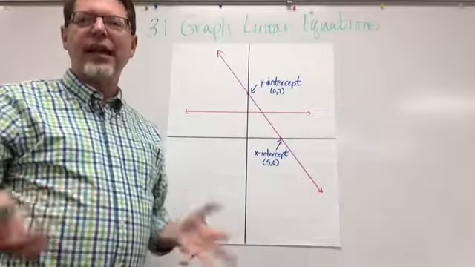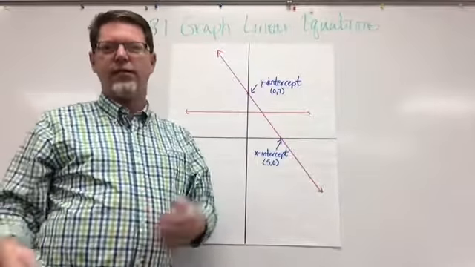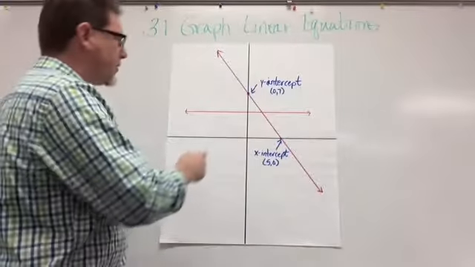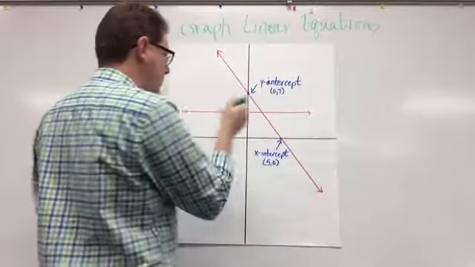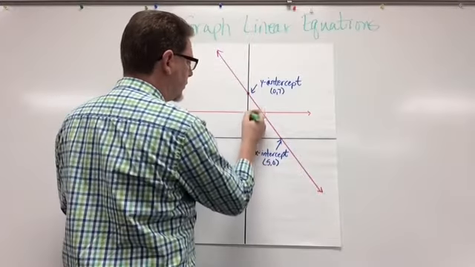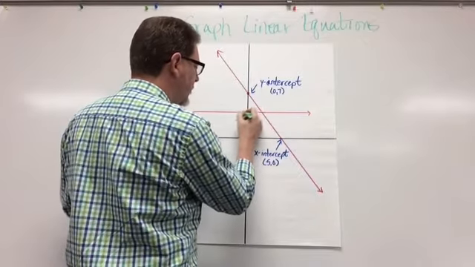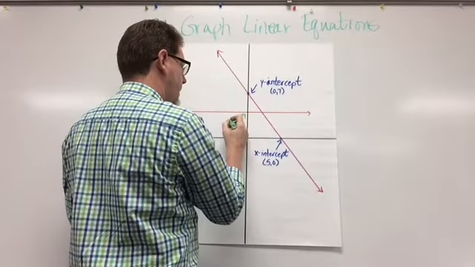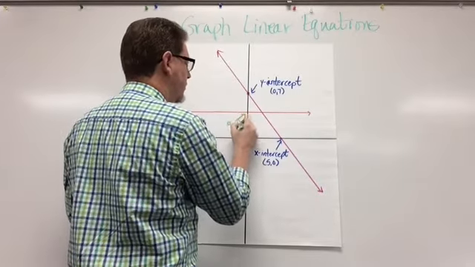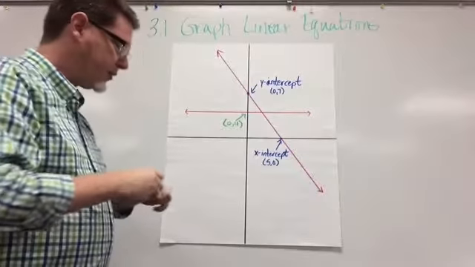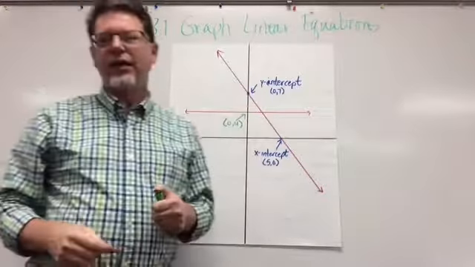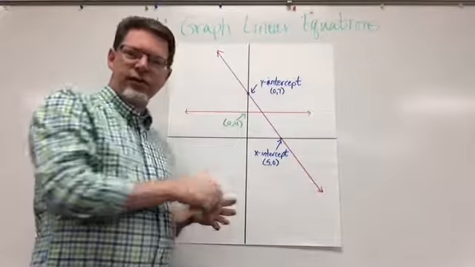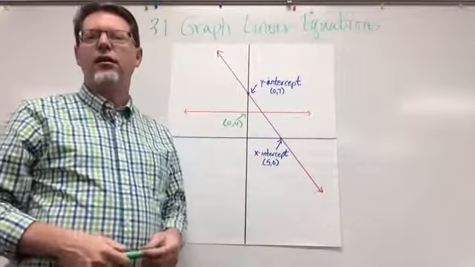You can have a line that doesn't have an x or a y-intercept, but it's got to cross at least one of those in order for it to be linear. Okay, so I go up here 1, 2, 3, 4, and so I notice that that is 0, 4. So the x-intercept for this red line would be 0, 4.